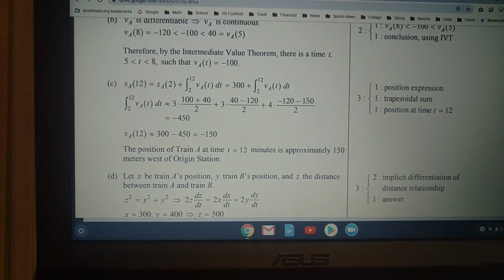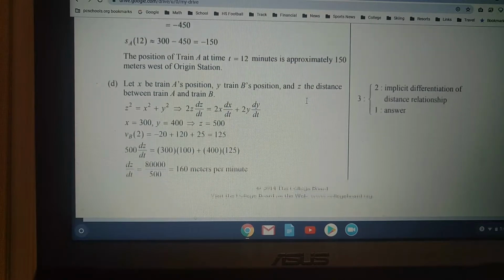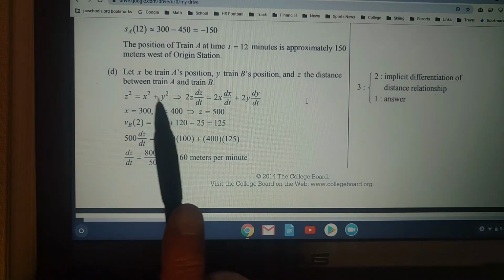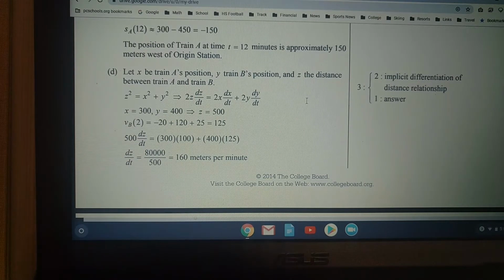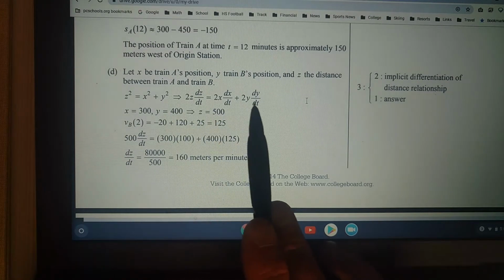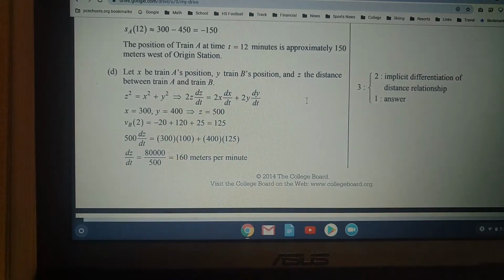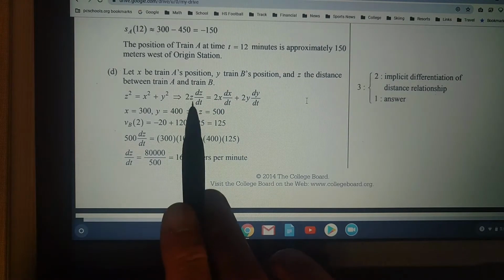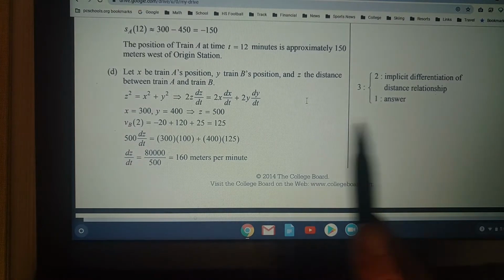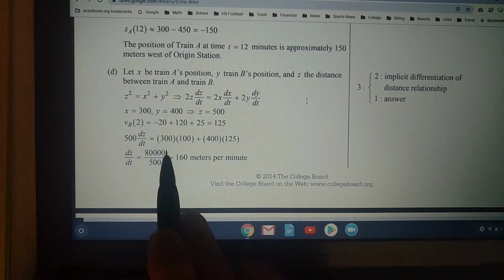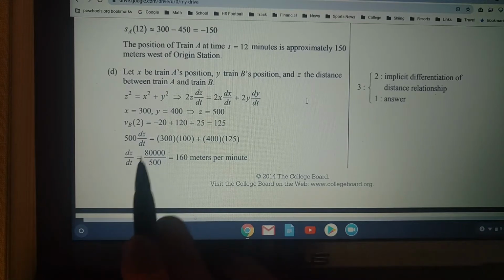All right, then for part D, 3 points. You must implicitly differentiate this Pythagorean relation, and we see that done here. That's 2 points for correct implicit differentiation. We need to see that done correctly. And then if you substitute correctly, you get this 160 meters per minute. Or you could have it written just like this. That would work as well.